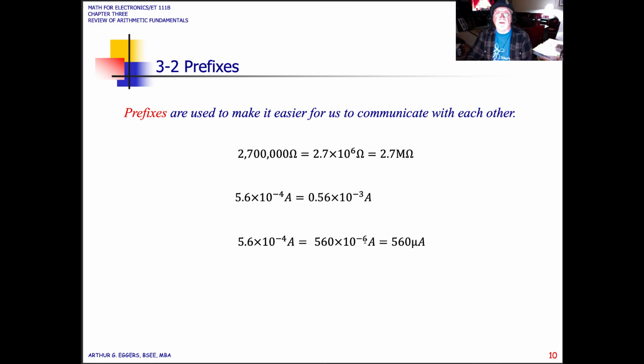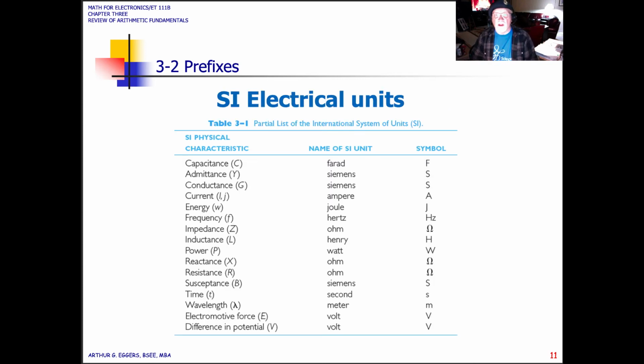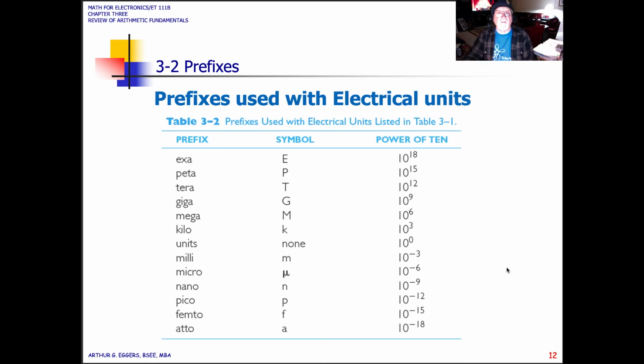10 to the minus 4th amps, move the decimal point even further over, we get 10 to the minus 6, micro. So it's a matter of learning how to use those values in different applications. You can see for standard SI electrical units, Systems International units, for capacitance, current, energy, impedance, reactance, time, wavelength, we all have symbols that we attach to them. We prefix them with these values of K, M, N, P, the little funny looking U for micro. Okay, here are our values.